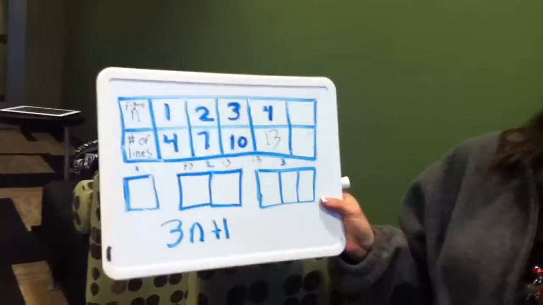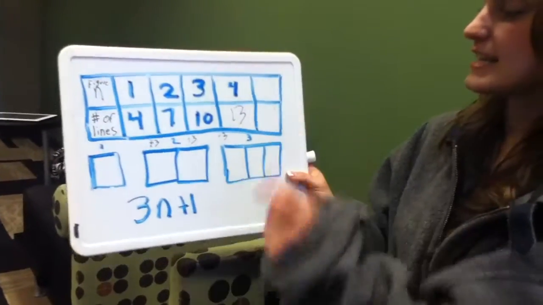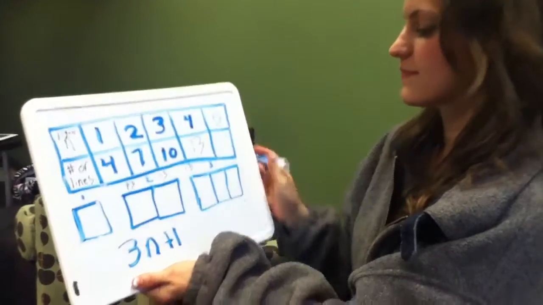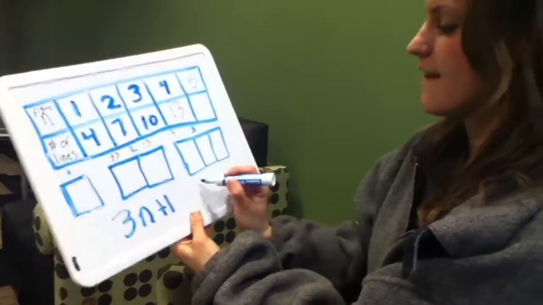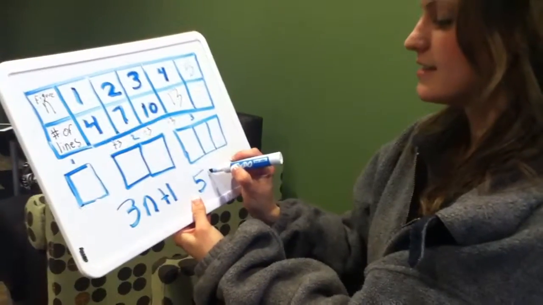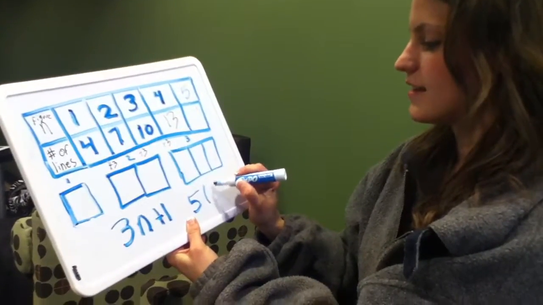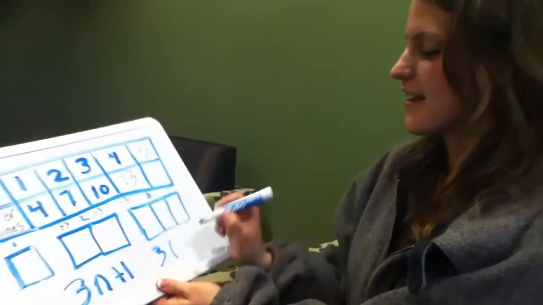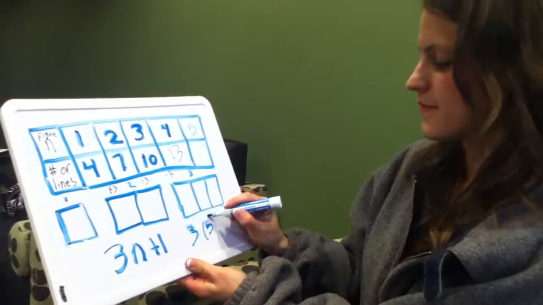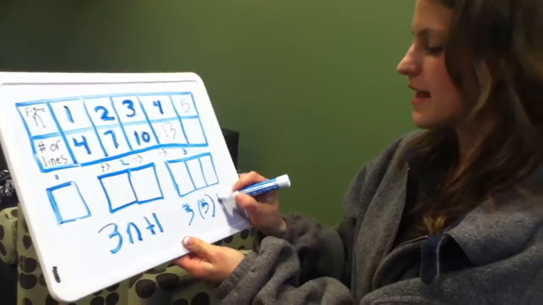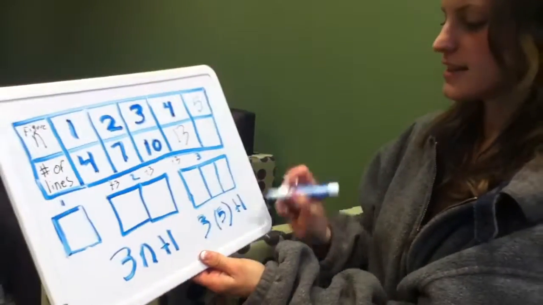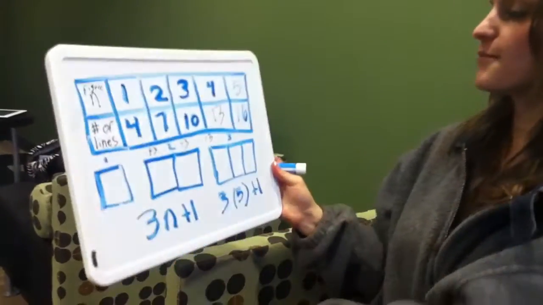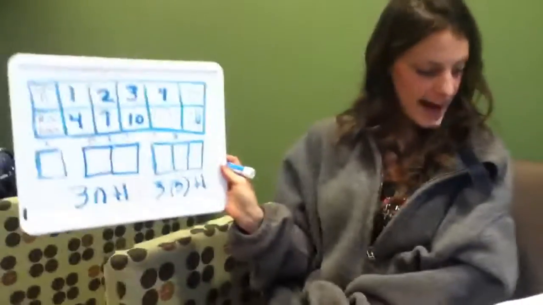Now, we're going to use this formula to find the 5th figure, the 5th term. So, 5 times 3, right? Shows us 3 times 5, which is the nth term, plus 1 equals 16. There are 16 lines in figure 5.